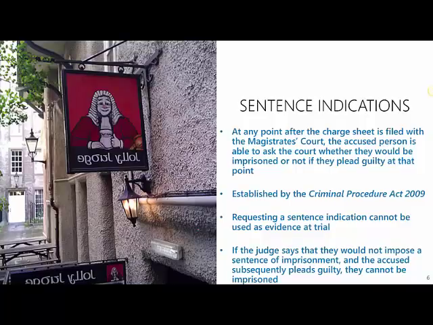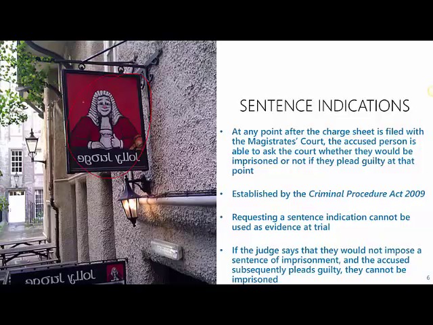Sentence indications, on the other hand, and we have a picture here of the jolly judge, are a bit more specific in how they work. Sentence indications are where if you're charged with an indictable offence, at any point after that charge sheet is filed, you are able to ask the court whether, if you plead guilty, you would be sent to prison or not.